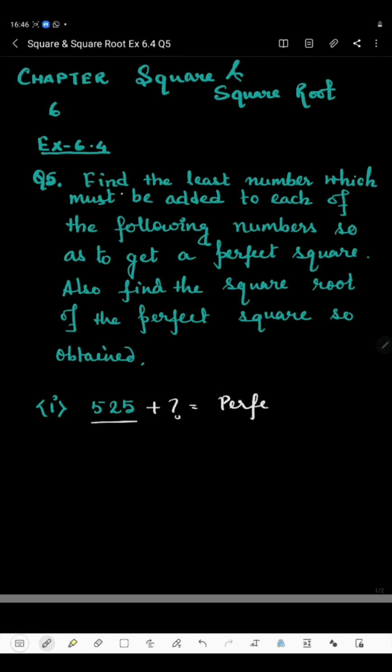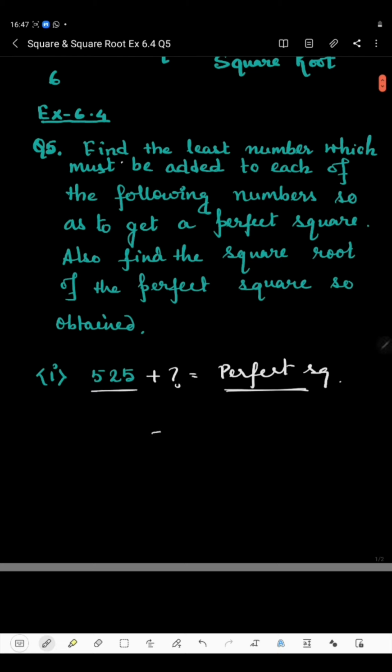It is also said to find the square root of the perfect square number obtained. Whatever you get as a perfect square, you will have to find the square root of that. So at first, by the division method, we will have to find the square root. We will have to make pairs: 25 will make a pair and this 5 will be considered as a pair.